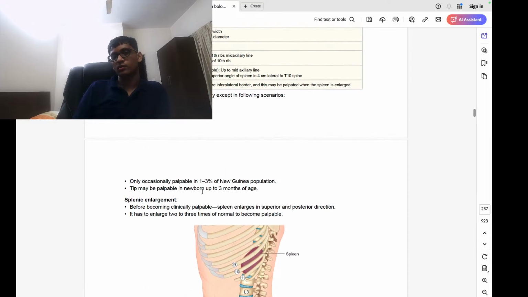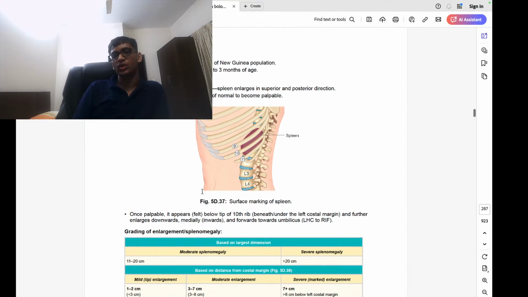So the normal spleen is not palpable clinically except in the following scenarios. Only occasionally palpable in 1 to 3% of the newborn population. The tip may be palpable in newborns up to 3 months of age.